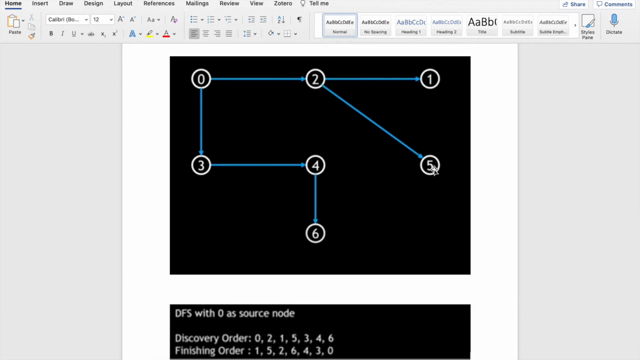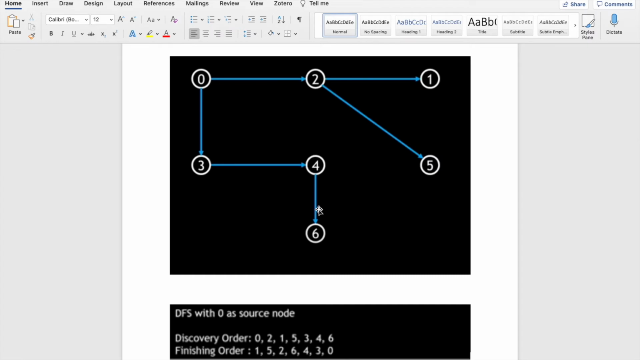After that you backtrack and 5 has no descendants, so 5 is the second one. Then you come to 2, so all the descendants of 2 have been traversed, so that is the reason 2 is third here. Then you backtrack, then you go to 3, then 4, then 6. Now 6 has no descendants, so 6 is here. Then you backtrack, then 4, descendants of 4 have been traversed, so 4 comes here.